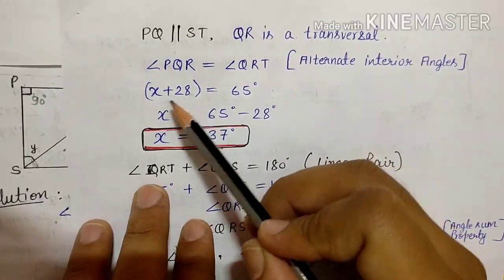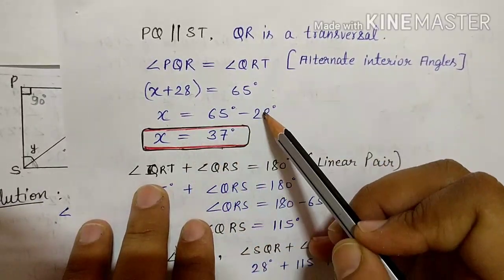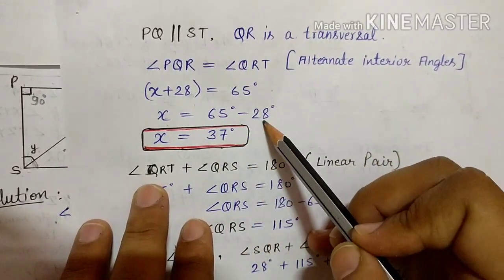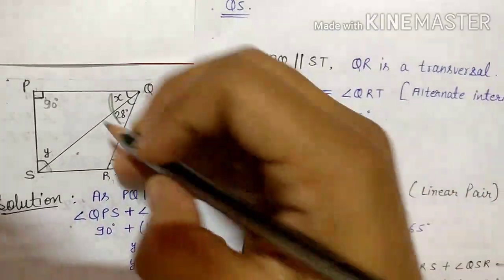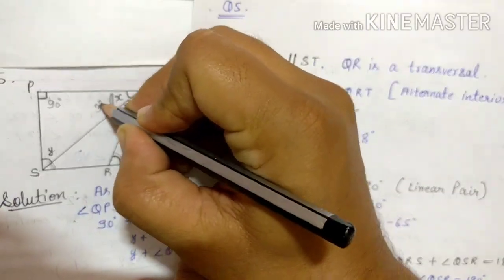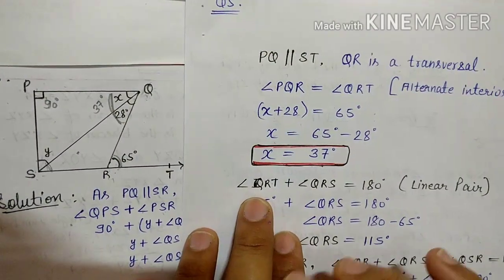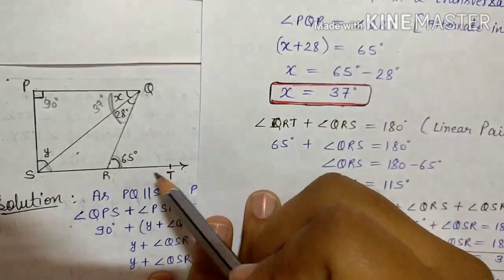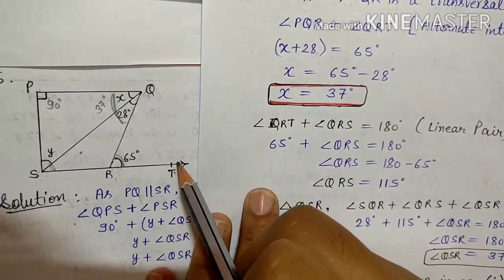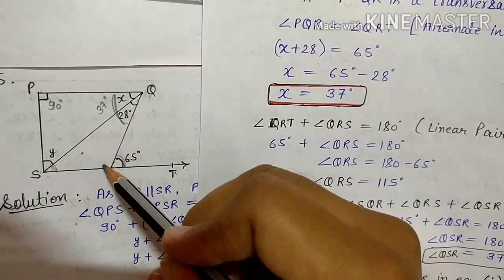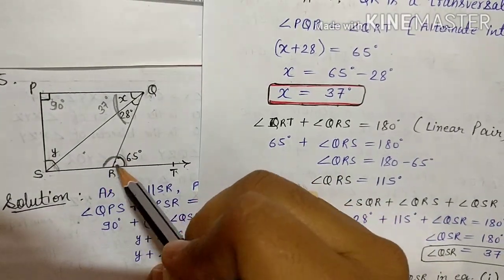Now 28 will go right hand side, X will remain here. So 65 degree minus 28, it comes how much? 37. So in this way we have found the value of X, that is 37 degree. Okay. Now angle QRT plus angle QRS, what are they making? Linear pair. They are making linear pair here.